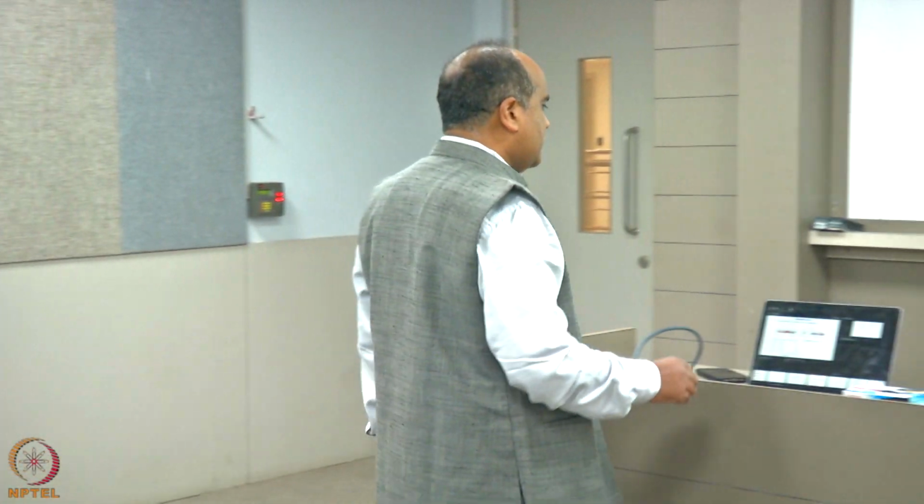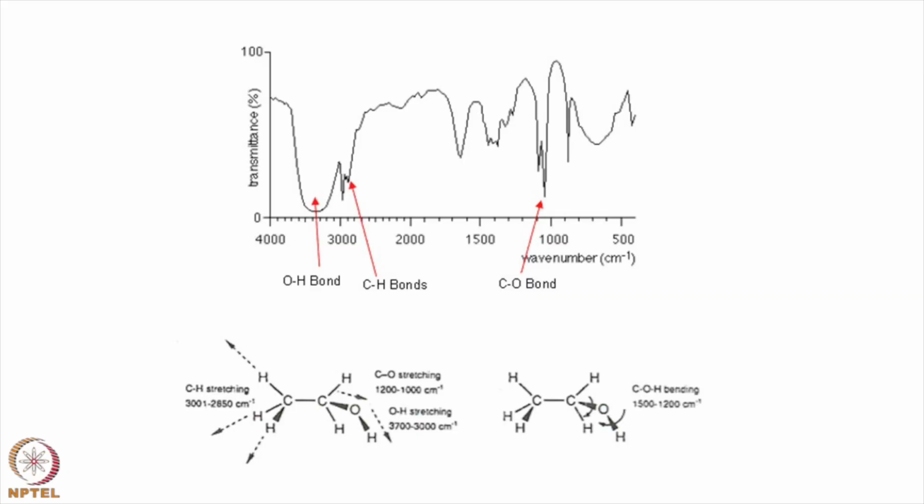So, that is FTIR. You can find it out for any molecule, corresponding to what, right? If our molecule is like this, what is this? Famous molecule, ethanol, right. So, ethanol has one CH stretching. You remember CH stretching was around 3000. So, it has 3001 to 2850.